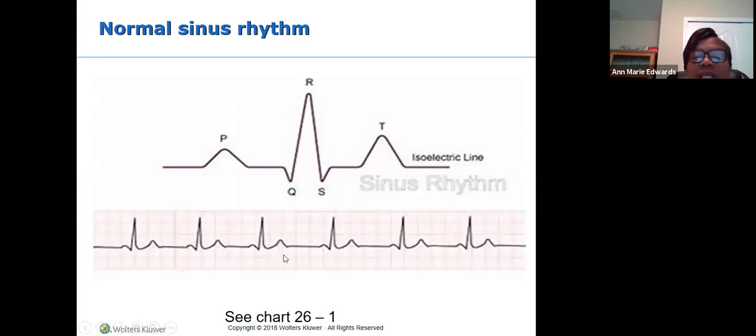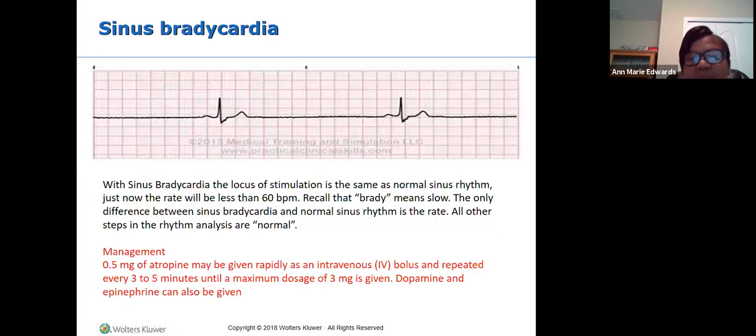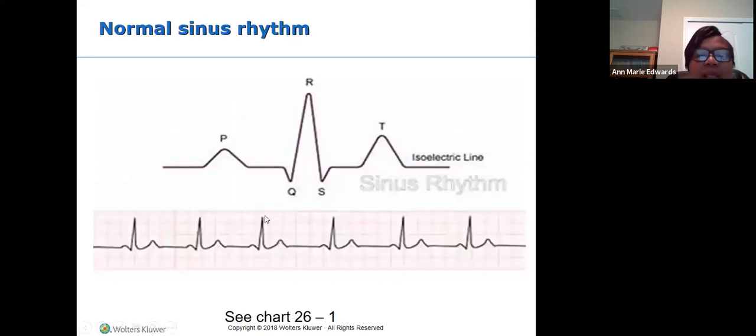The rate, say this is a 6-second strip. This would have been 50. Okay, so this is not a 6-second strip. So this would have been 50. But the rate is normal on your normal sinus rhythm, and the rhythm is normal, meaning that your R waves are equal distances apart.